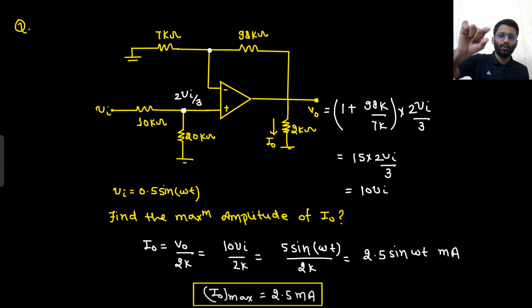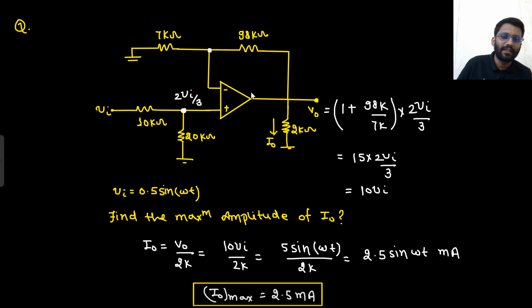Very easy question. 2 V in by 3 was coming. 1 plus RF by R, 15 into 2 V in by 3. Then 10 V in, 5 sin omega t divided by 2k. That's it. 10 V in by 2k, 5 by 2k, 2.5 sin omega t milliampere.